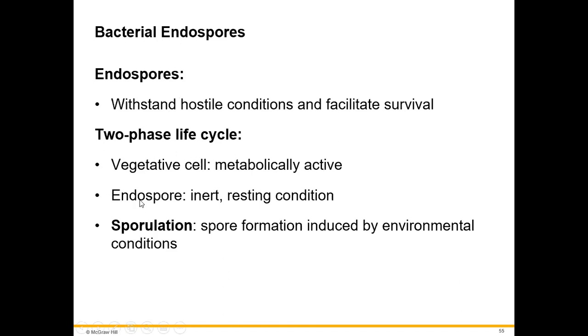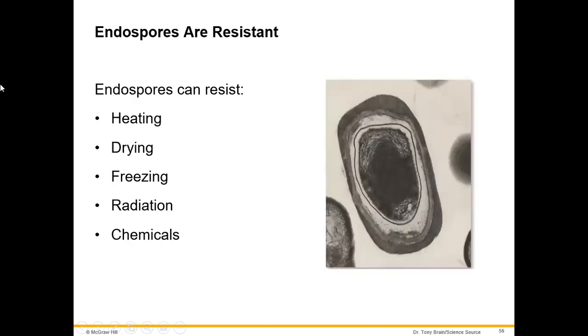When it's an endospore, it's an inert, resting condition. When the endospore comes into a favorable environment, sporulation happens and the spore gives rise to a new bacterial cell. Endospores are very resistant. They are a virulence factor. They can resist heat, drying, freezing, radiation, and chemicals.